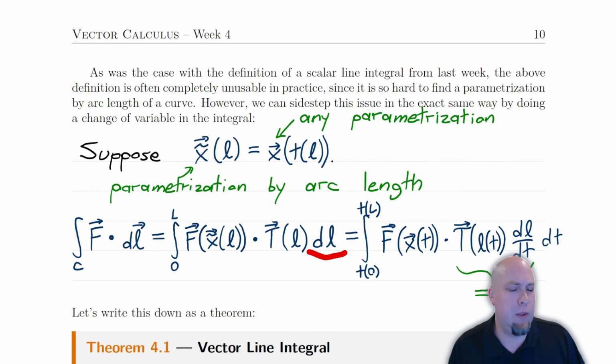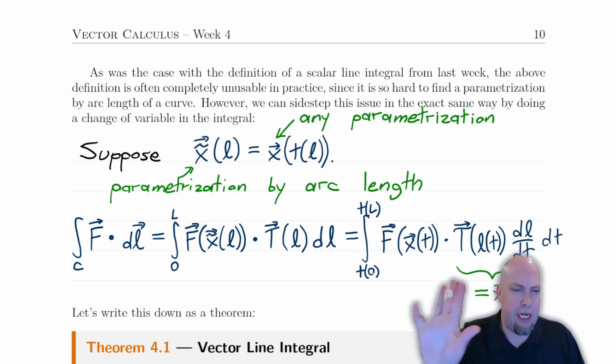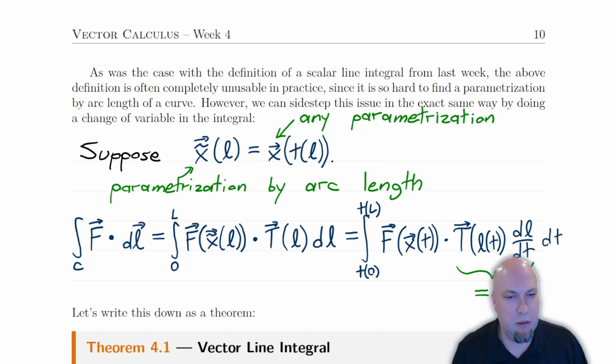I don't want to integrate with respect to little l anymore. I want to integrate with respect to t. And the way you do that is you have to introduce a dl by dt in here. This is change of variables for integrals, something that you saw back in calculus 2. The way you think about this is, the dt's cancel and I just get back to dl like I had over here. Really, it's chain rule going on, but that's sort of the idea.